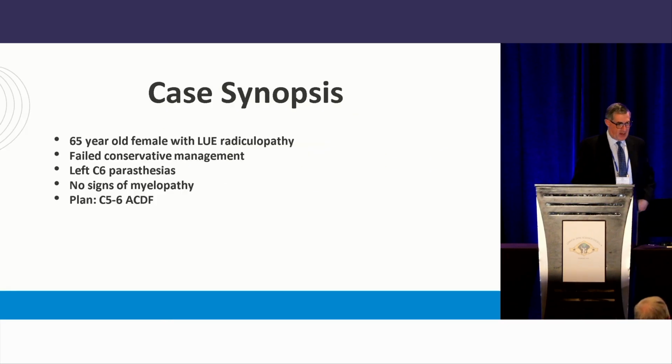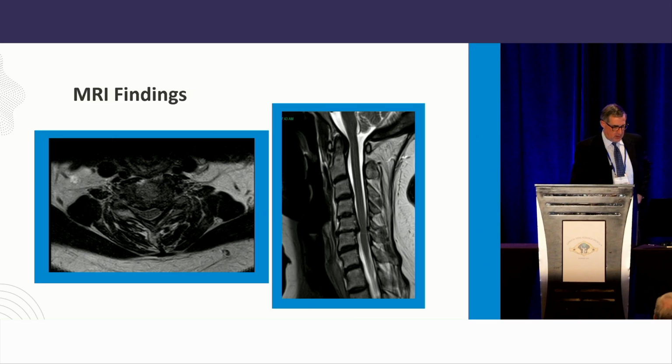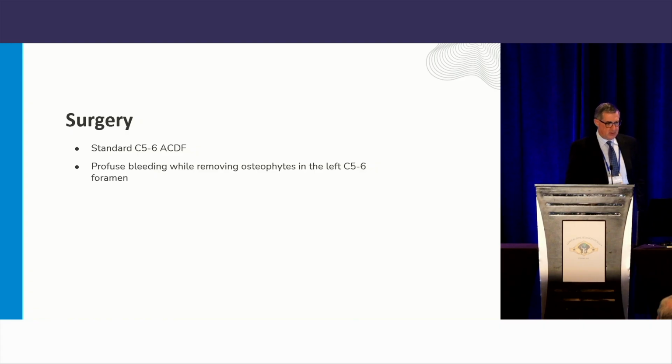This is my case. This is a 65-year-old lady with left upper extremity radiculopathy. She failed conservative management. She had some paresthesias, and she needed what I hope most people would agree might be a C5-6 ACF. I did not monitor this. She had no myelopathy, and generally speaking, there was no salient reason to do that. So it was a standard C5-6 ACDF, usually going from the left because that's how I was trained.